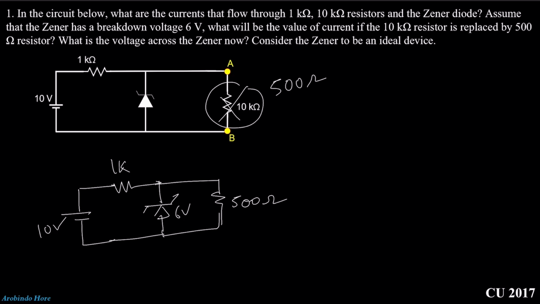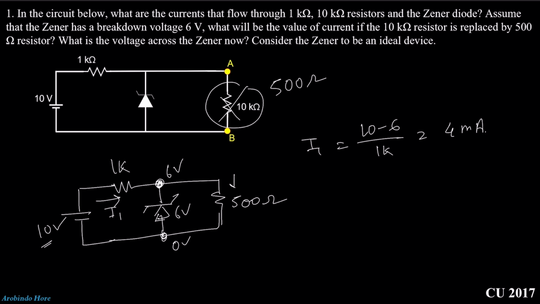Now the approach will be exactly the same. As the input voltage is 10 volt, we assume the Zener is on. So if the Zener is on, this point potential will be 6 volt, and this point potential will be 0 volt. So here I1 will be the same, (10 minus 6) divided by 1k, that means 4 milliampere.